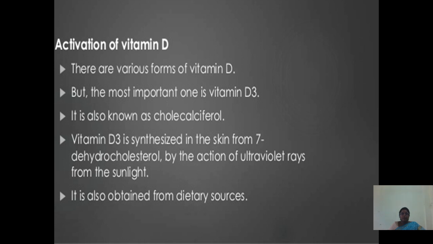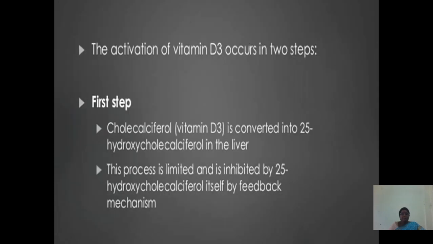How does the activation of vitamin D occur? There are various forms of vitamin D, but the most important one is vitamin D3, also called cholecalciferol. Vitamin D is synthesized in the skin from 7-dehydrocholesterol by the action of ultraviolet rays from sunlight. It is also obtained from dietary sources. This activation of vitamin D3 occurs in two phases.